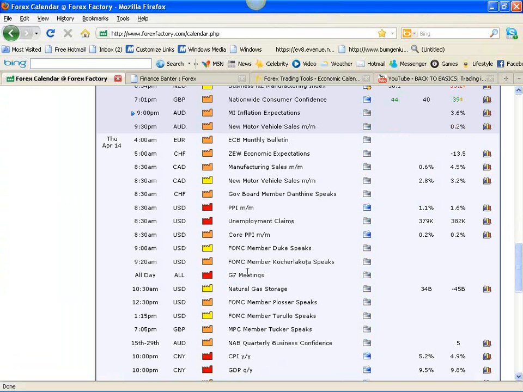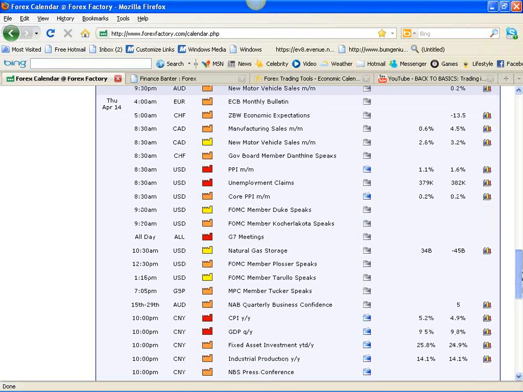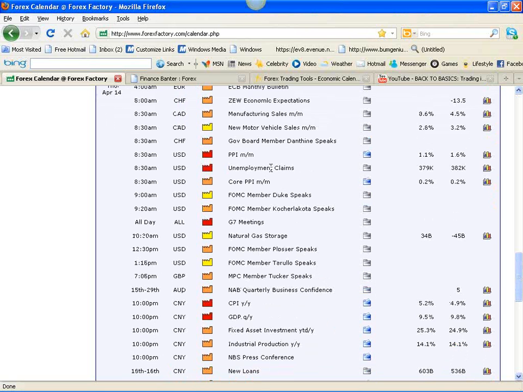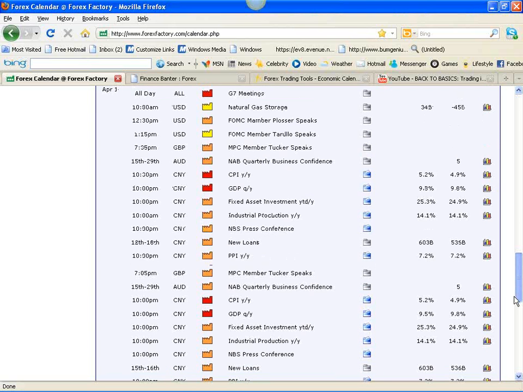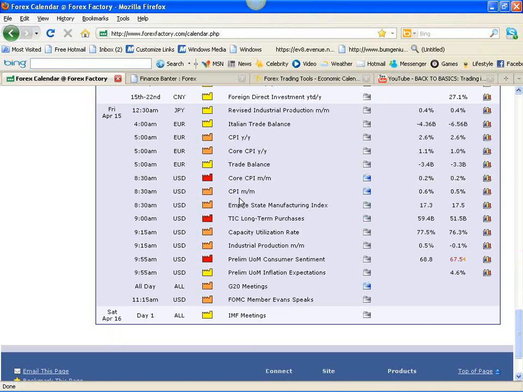Tomorrow we have some interesting data. We have the G7 meetings going on, affecting all the different currencies, and possibly not. We also have in the United States our initial unemployment claims. That's big, just to see how the job market is going, or jobless market is going, I guess you could say. And then on Friday we get some inflation data, the CPI, Consumer Price Index, how much you and I are paying for a basket of goods.